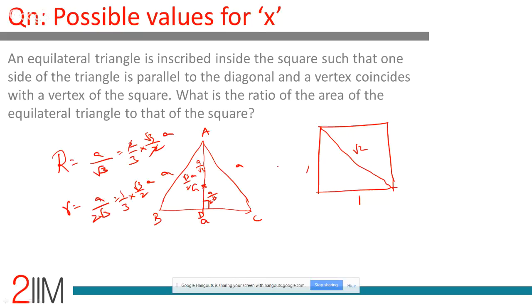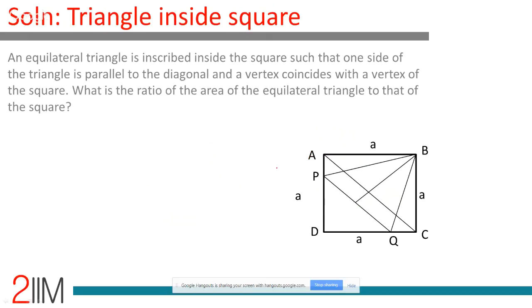Well, let's go to this question itself. An equilateral triangle is inscribed inside the square such that one side of the triangle is parallel to the diagonal, and a vertex coincides with a vertex of the square. What is the ratio of the area of the equilateral triangle to that of the square?